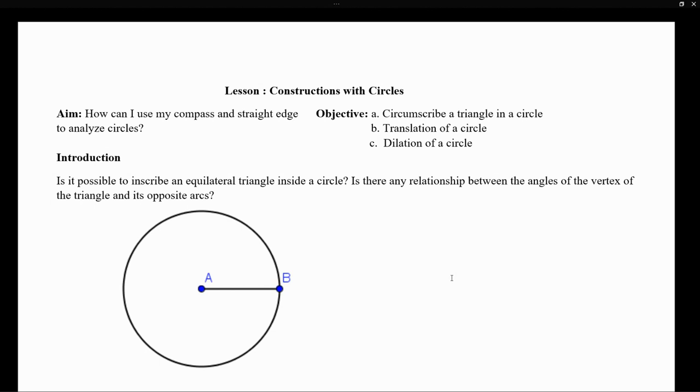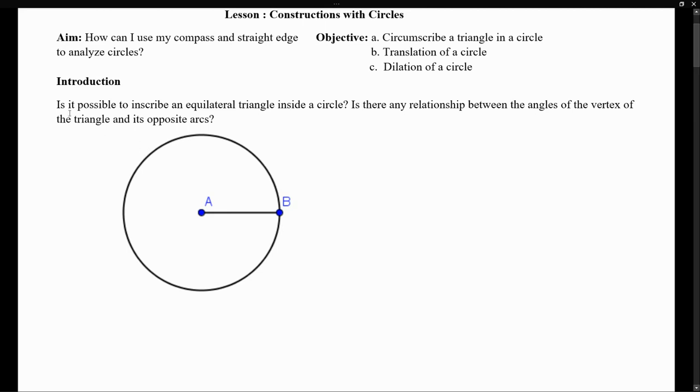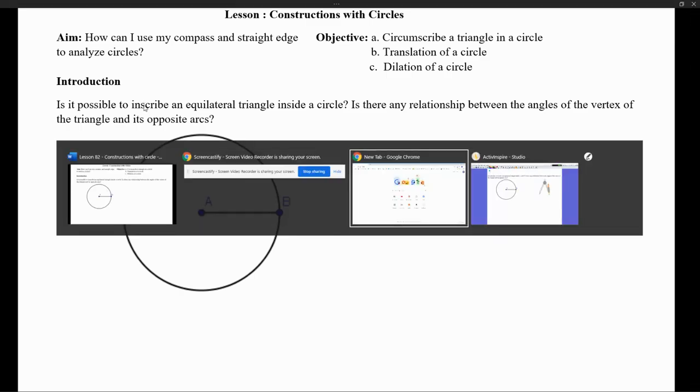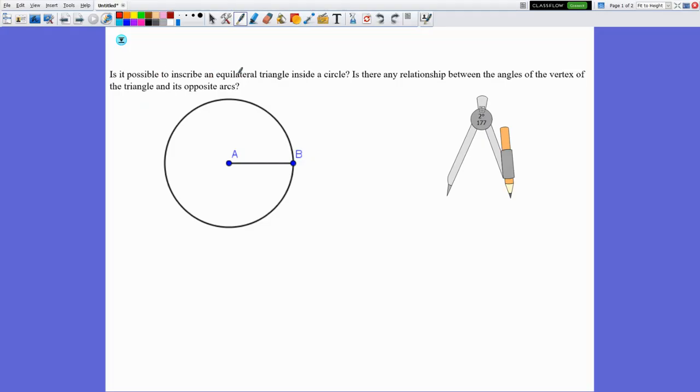Welcome. Let's start looking at this introduction question, which states, is it possible to inscribe an equilateral triangle inside of a circle? So what do we mean by that? Well, to inscribe an equilateral triangle inside of a circle, all we're trying to say is, is it possible for us to fit an equilateral triangle inside of a circle? For that, we have this special construction, and the construction just follows two simple steps.